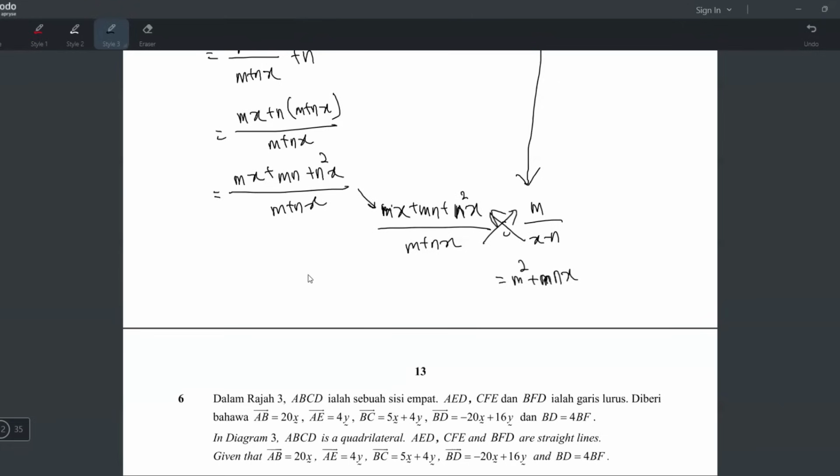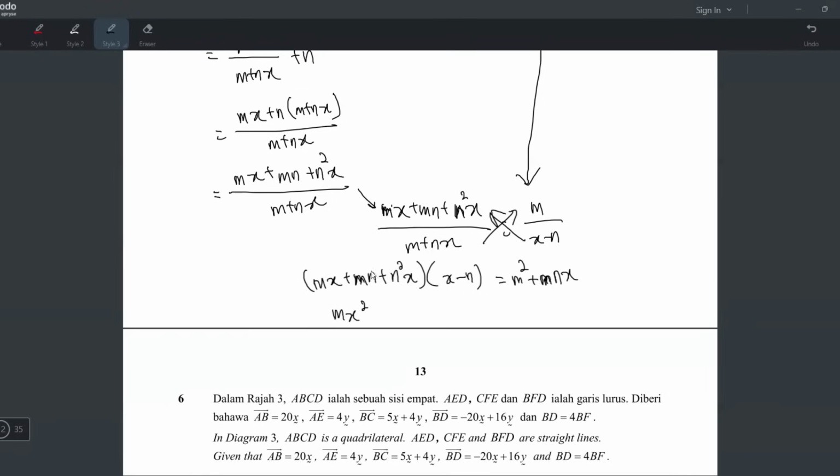And let me do it slowly for you, so you are not confused. So I will just write this one first. Bracket mx plus mn plus n square x macam ni, and then bracket darab dengan ni x minus n, right? And then when you darab, dia ada 6 term nanti. So the first one is mx darab x dulu lah, dia akan jadi mx square. This is the first one.